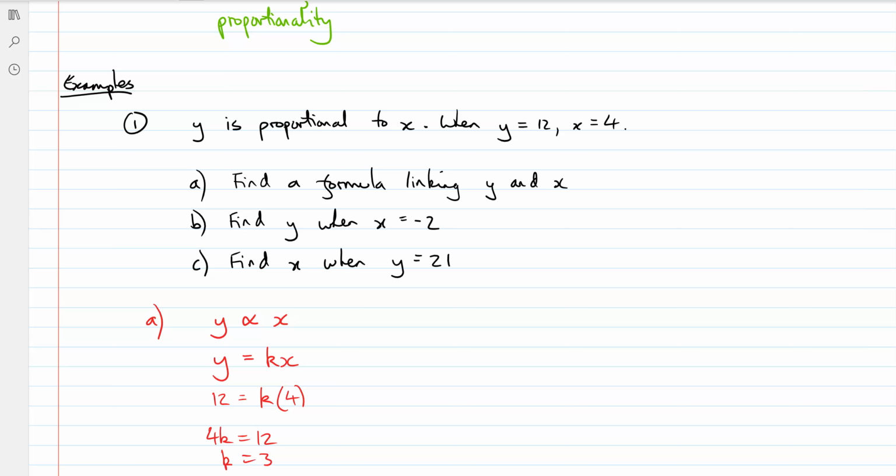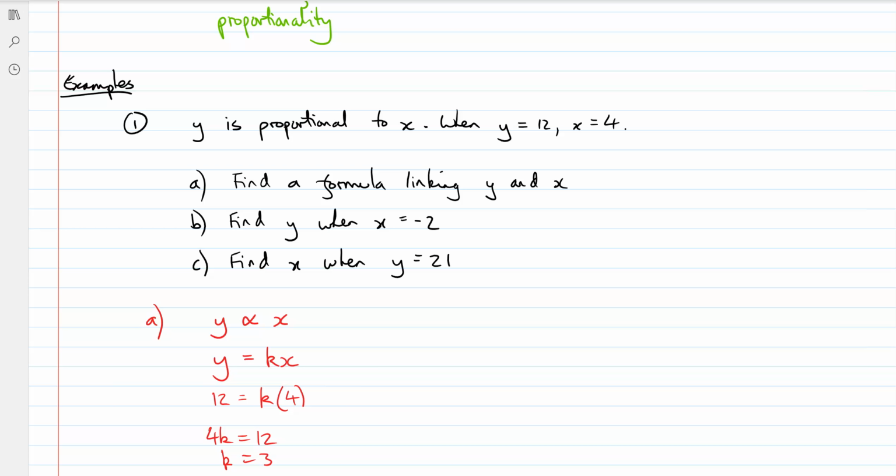In these kinds of questions, we'll always set up an original equation with the constant of proportionality. We solve that and find the constant of proportionality, which in this case is k equals 3. And once we've got k is 3, we can sub this back in to here now, and we get the formula linking y and x.